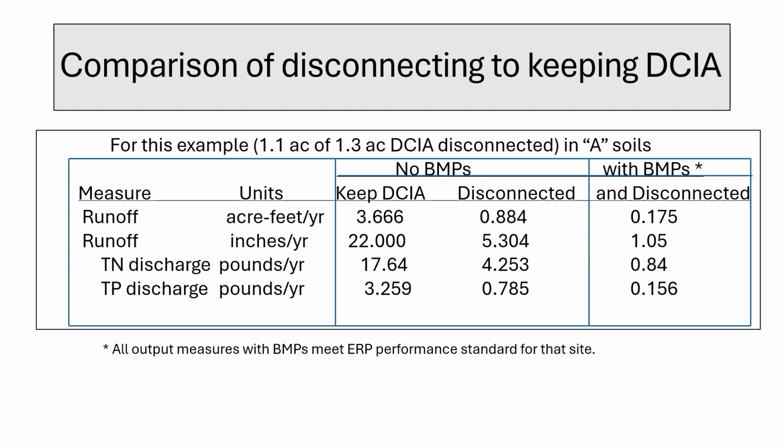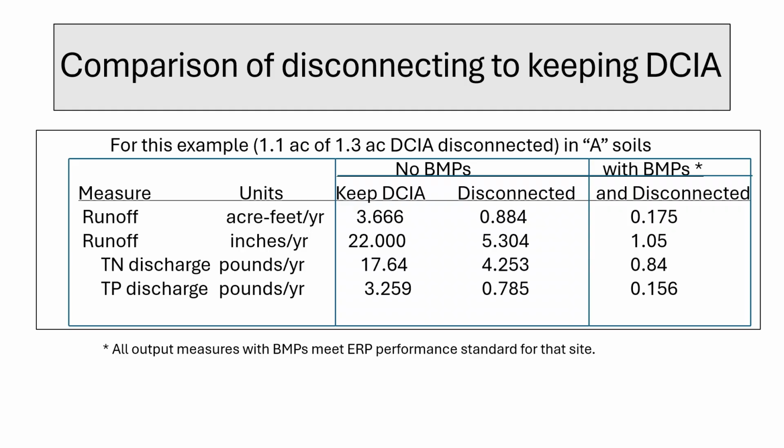Now, when you disconnect that DCIA, the transformation is dramatic. Runoff drops to 0.884 acre-feet per year, and nitrogen loading falls to just over 4.25 pounds per year. That is a reduction of roughly 75% simply by disconnecting the impervious area and allowing runoff to flow across pervious surfaces rather than directly into the stormwater system.